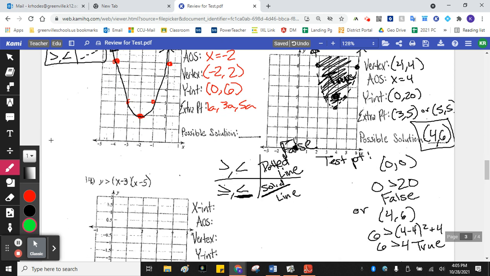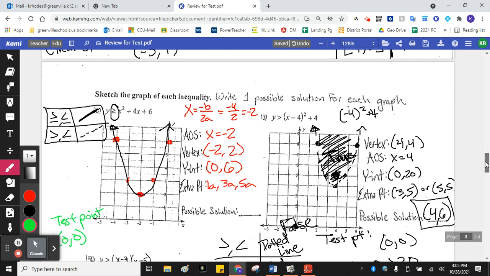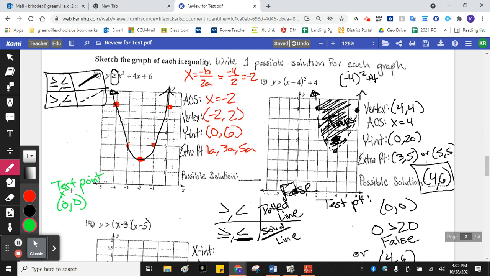And then we need to know where to shade. So you have to test a point. The easiest point to test, obviously, is 0, 0. So x is 0, y is 0, and I'm plugging it in. So 0 is greater than or equal to 0 squared plus 4 times 0 plus 6. So 0 is greater than or equal to 6. 0 is not greater than 6. So at 0, 0 right here, this is false. This is not a solution. So outside is false. That means inside is true.